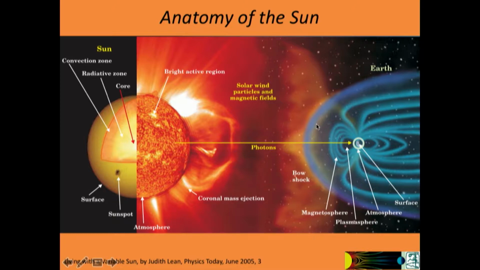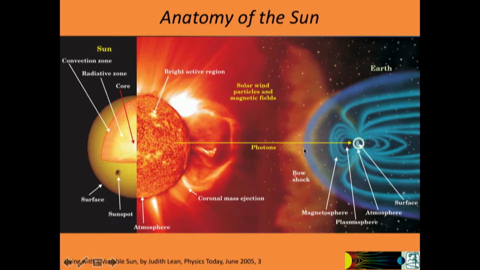And mostly, it has little impact on the Earth because the magnetic field of the sun that's embedded in that plasma is deflected or protected by the Earth's magnetic field. The magnetosphere of the Earth will deflect that coronal mass ejection and it'll go around.